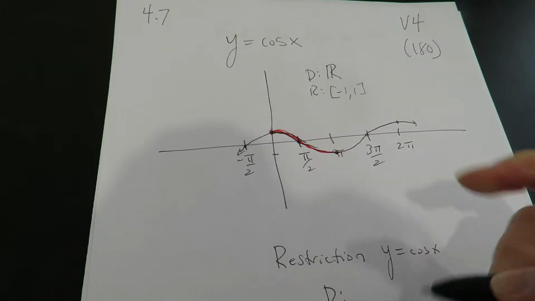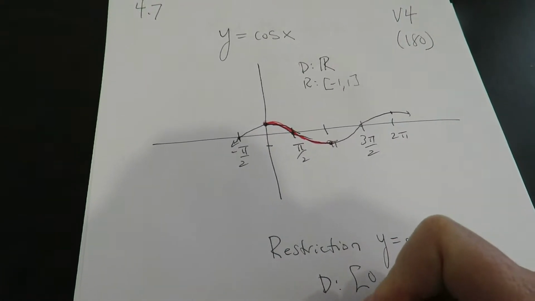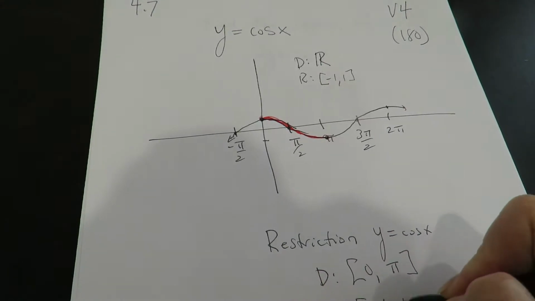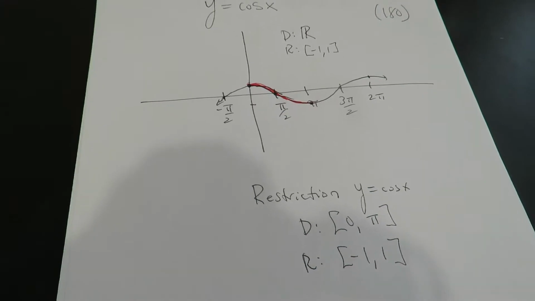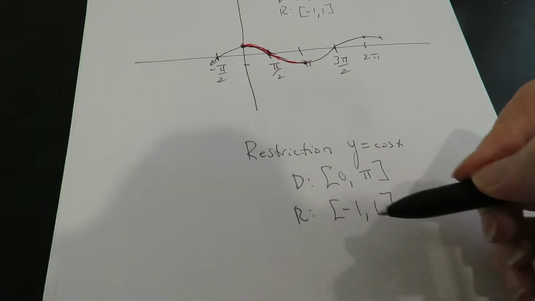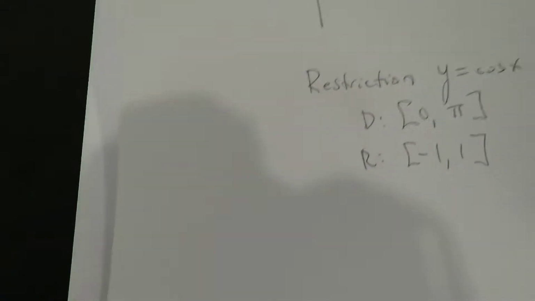The domain of that piece is from 0 to pi, and the range of that piece is still from -1 to 1. That's the really important part, because the inverse is going to have the domain and range swapped. We'll come back to that in a moment.